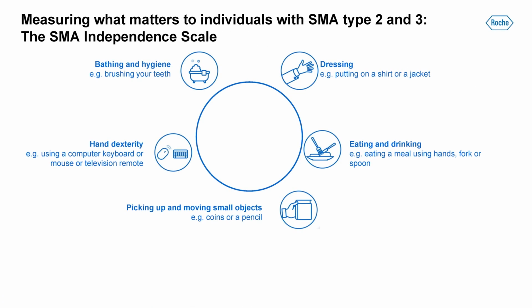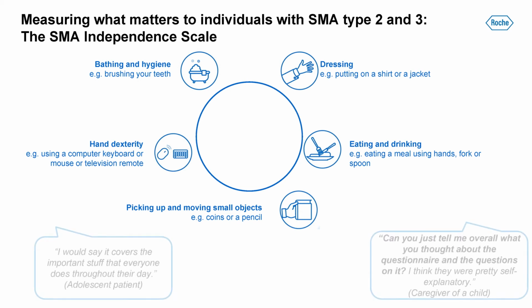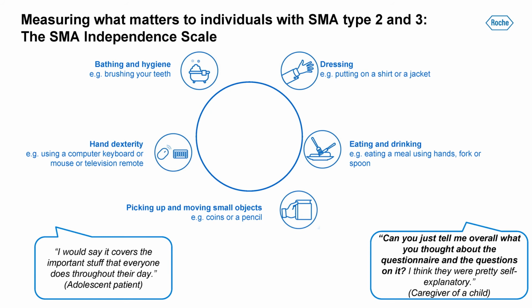So you may be wondering what is included in this SMAIS, and this visual shows the key domains. We have bathing and hygiene items, items around dressing, eating and drinking, picking up and moving small objects, and hand dexterity. The measure itself is focused on the level of assistance a patient needs to complete these activities. When we ran our patient and caregiver studies, we heard from families that the measure included the important concepts and that it was readily understood by patients and caregivers completing the tool.